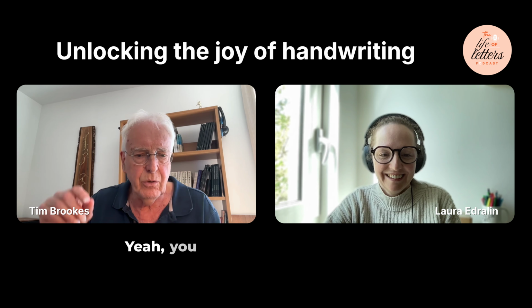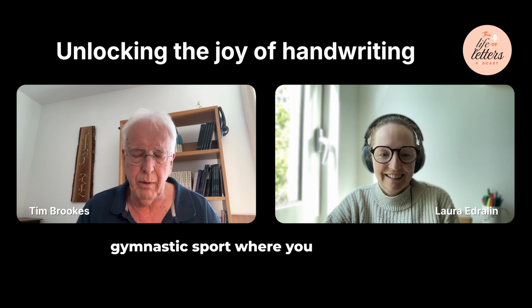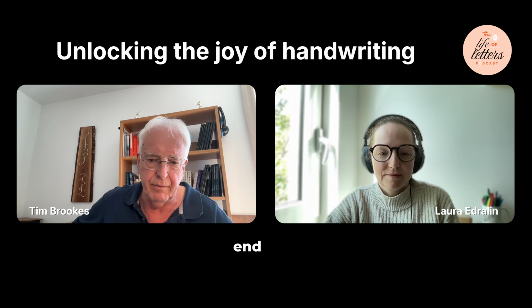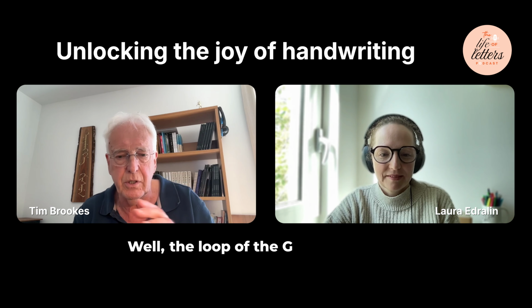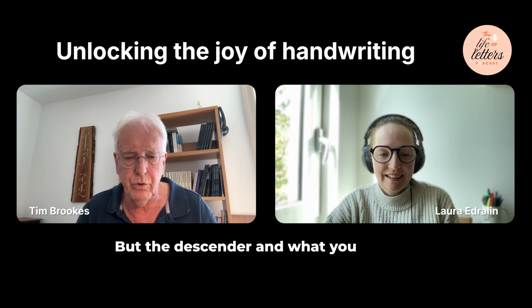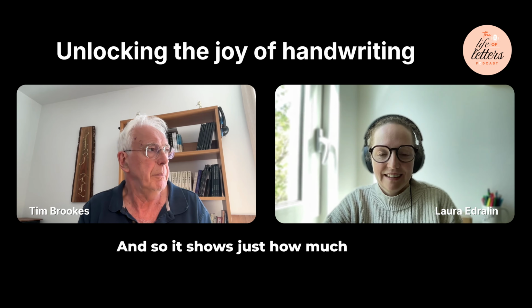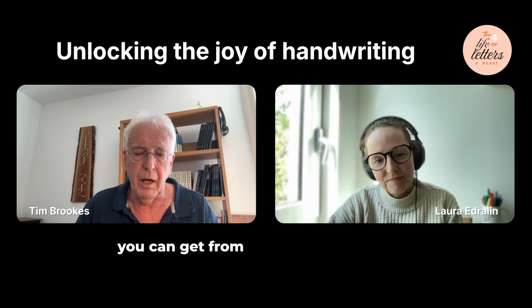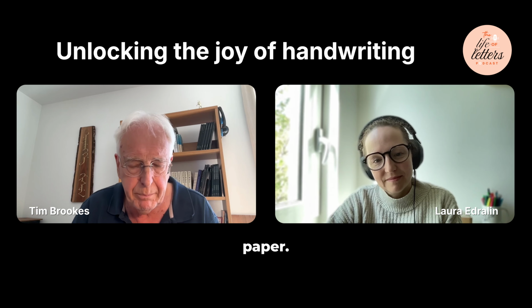And so G has become my favorite letter because it is like that rhythmic gymnastic sport where you have a human being with a stick with a ribbon on the end of it. Well, the loop of the G is pretty much straightforward, right? But the descender and what you do with it, there are so many different things you can do with it that it's like the ribbon on the end of the stick in the rhythmic gymnastics. And people are going to do different things with it. And so it shows just how much pleasure you can get from articulating a letter on paper.